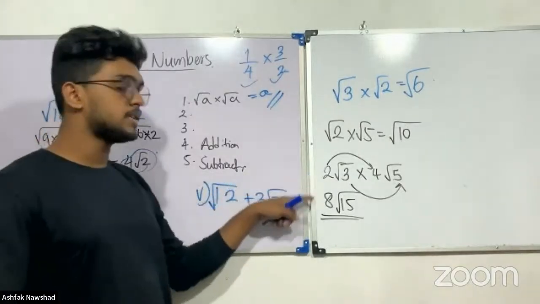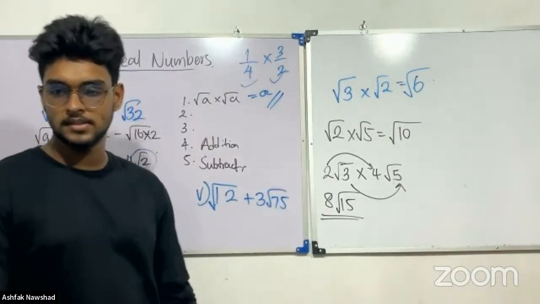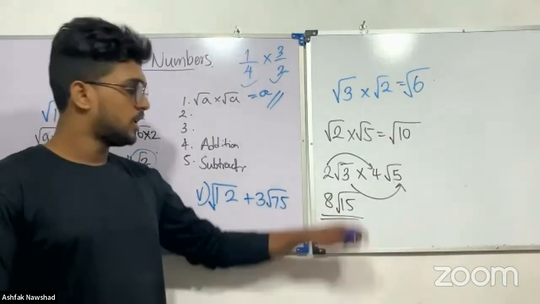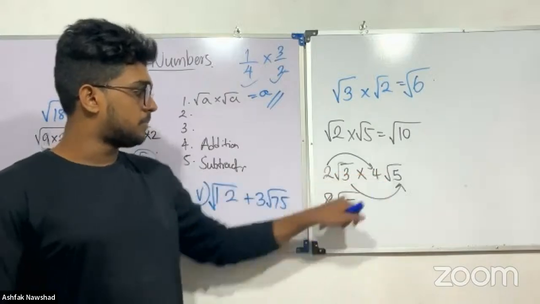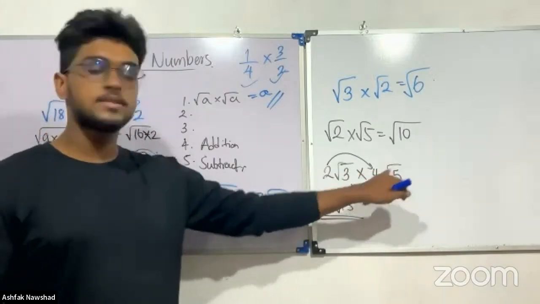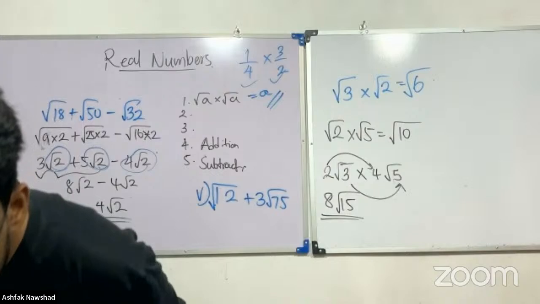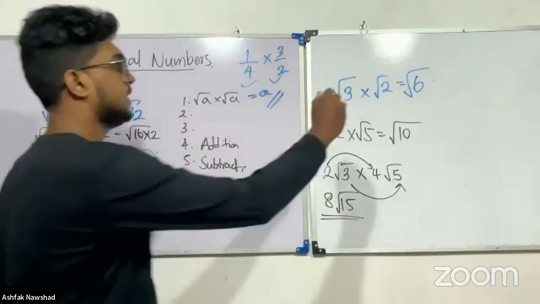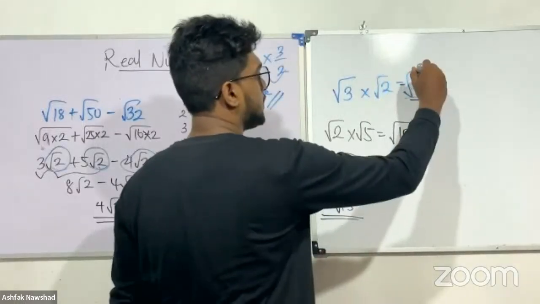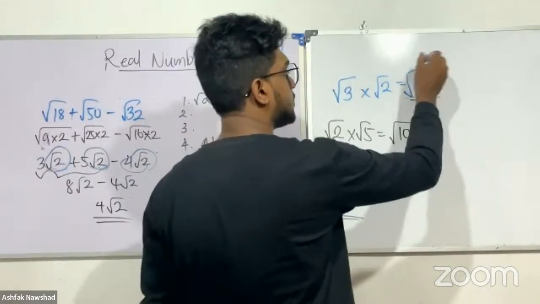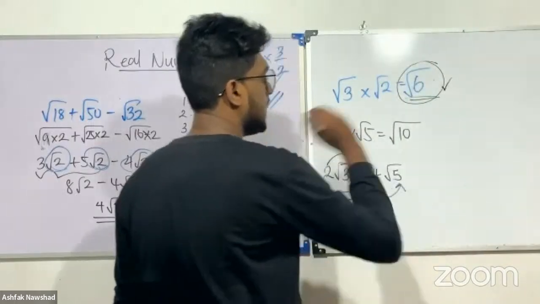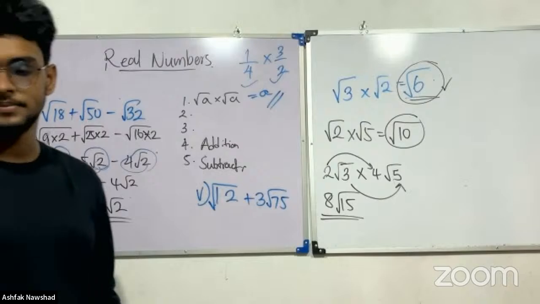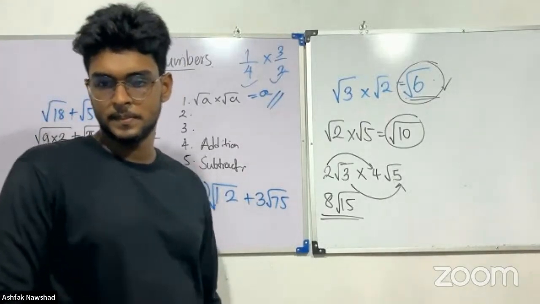If you understood this properly, you can do any multiplication. That's never going to be a problem for you. Right? You multiply the numbers separately, you multiply the surds separately. Final answer is root 6. In this one, the final answer is root 6 because root 6 cannot be further simplified. This is not an entire surd. This is surd. Here also, the final answer is root 10. Yeah. Clear, na?